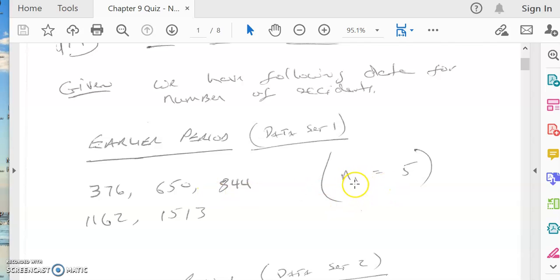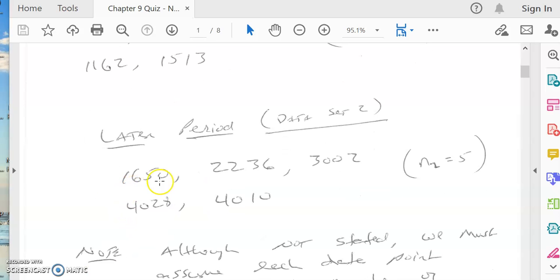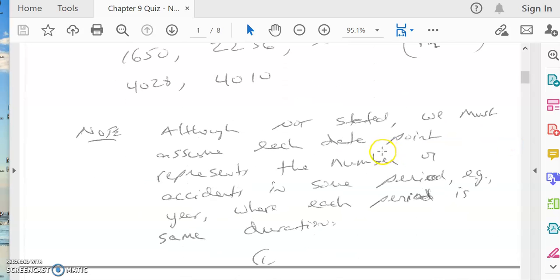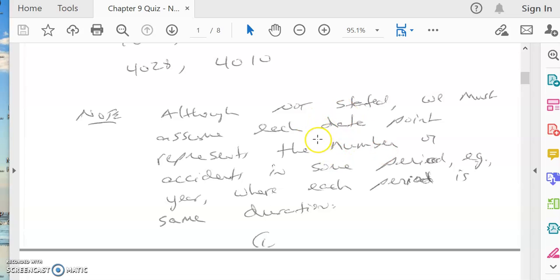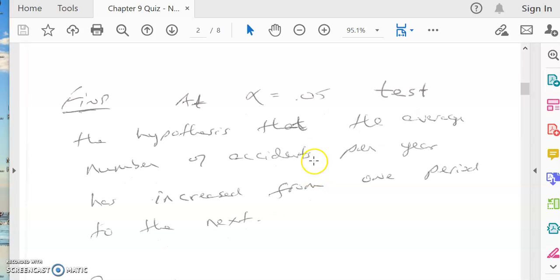N1, that's the number of data points in set number 1, is 5. There's 1, 2, 3, 4, 5 data points. The later period, that's data set number 2. We have these data points, and that gives me N2 is equal to 5. And I think it's pretty obvious. I wrote this note to myself, but then it became pretty obvious to me that we assume that each of the data points represents the number of accidents in some particular year, and so that's no big deal there.